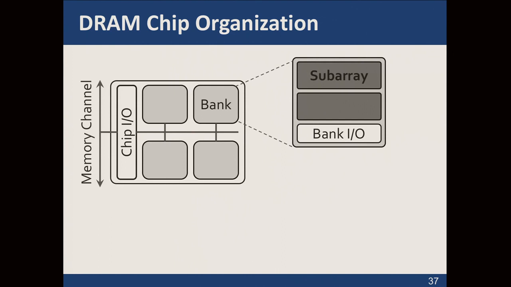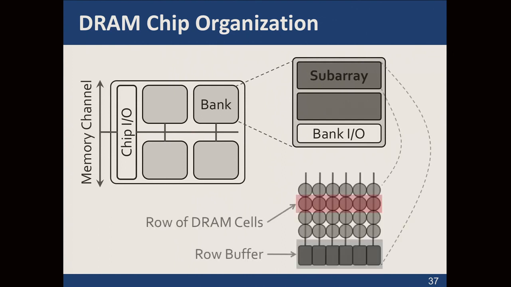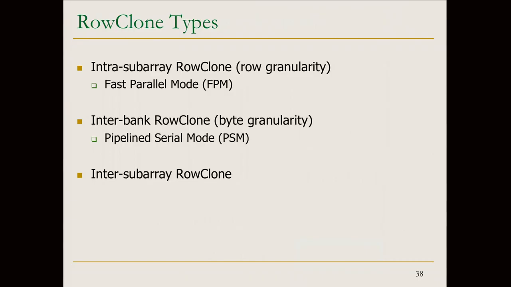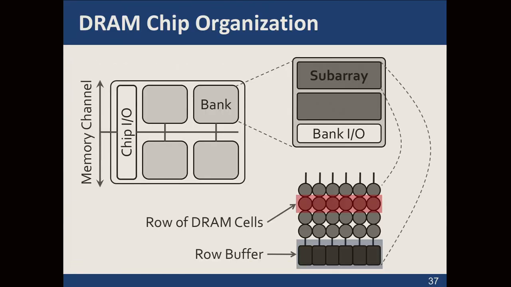If you look at a bank internally, a bank consists of many subarrays and some I/O logic underneath the subarrays. And if you look at a subarray itself, it looks exactly like what I showed you in the previous slide. It has a bunch of rows, and it has a row buffer. Whenever you want to read a row of DRAM cells, you activate the row, which brings the data into the row buffer. So clearly, if the source page and destination page are in the same subarray, things can be very fast, as I showed you.